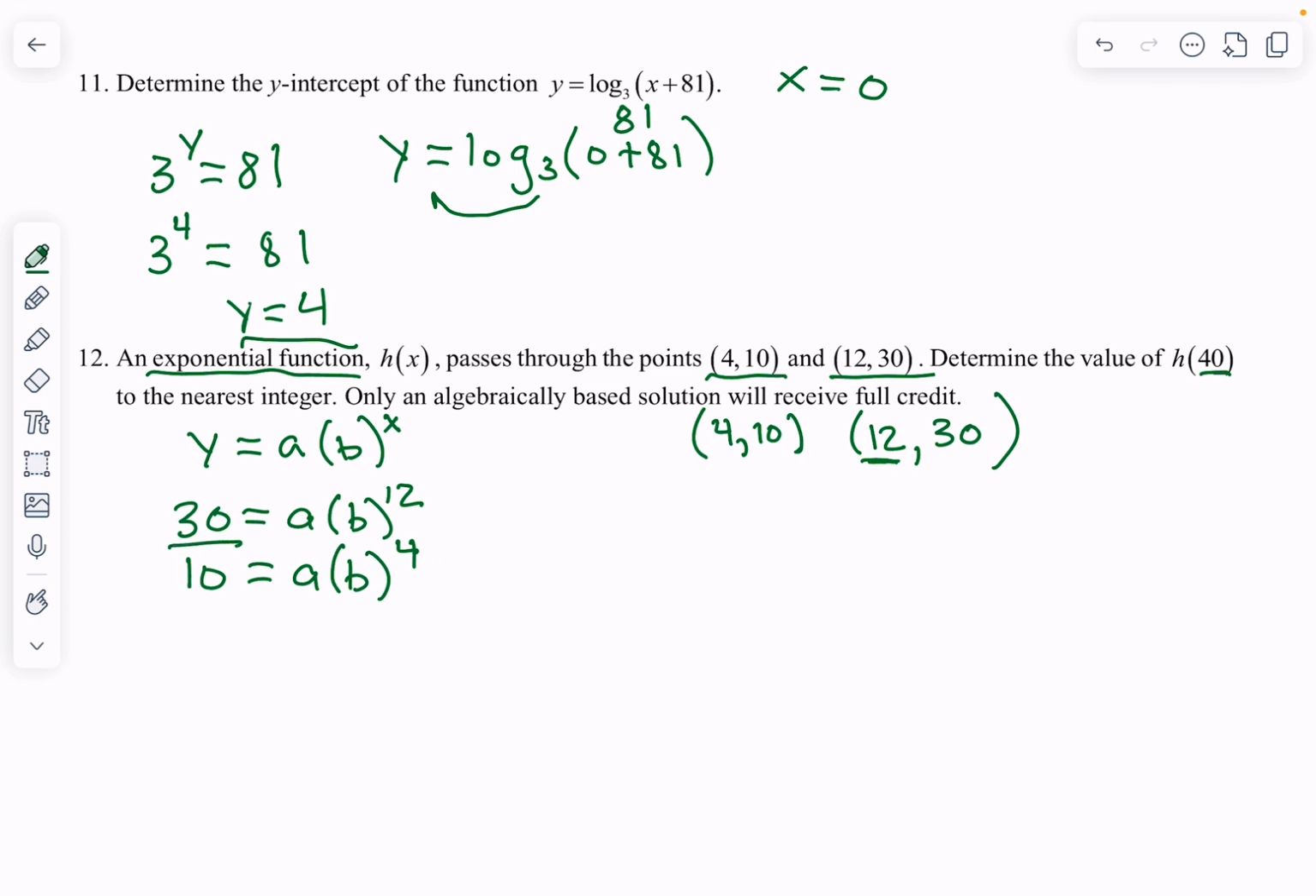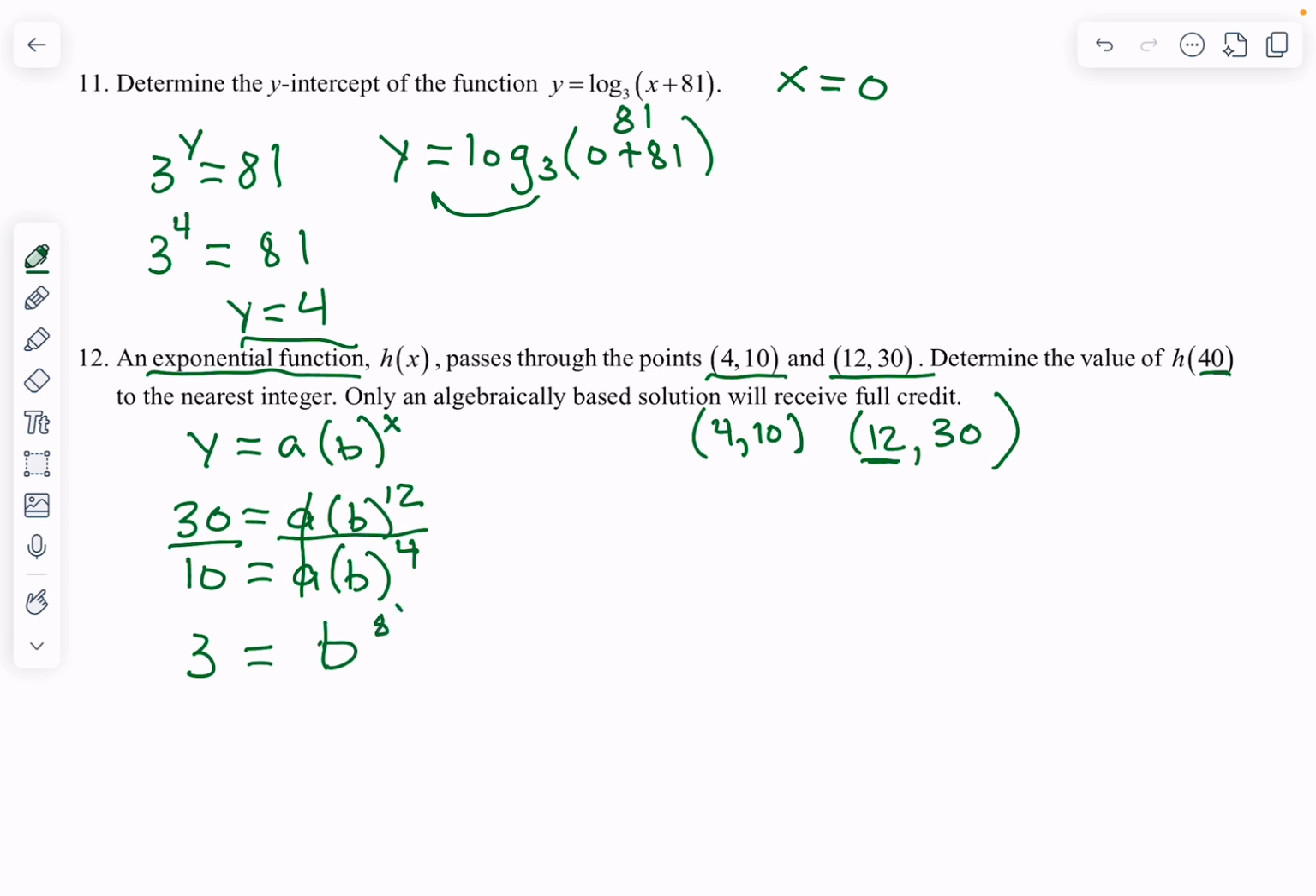All right, we're going to divide this. This becomes 3 is equal to, the a's cancel out, and I'm left with b to the, we're dividing now, so we're going to subtract the exponent. So it's 12 minus 4, which is 8.